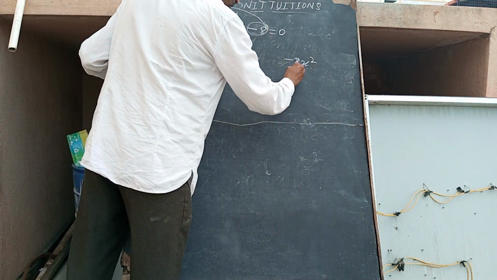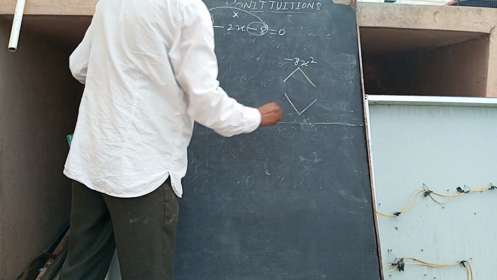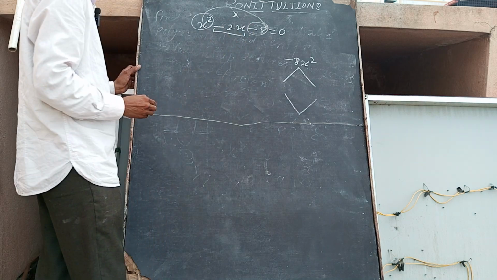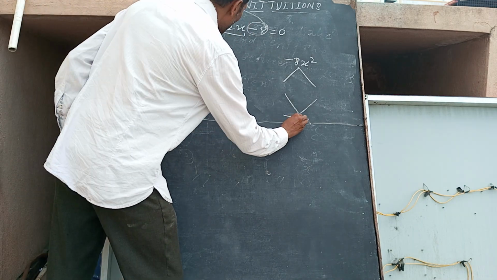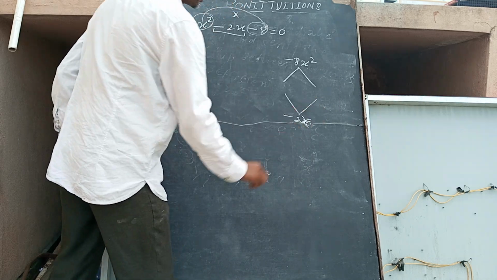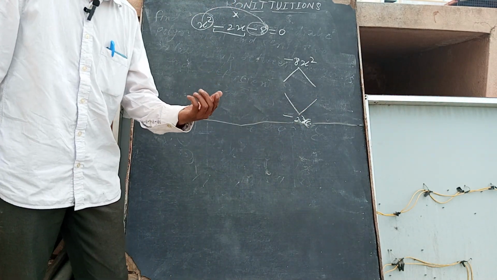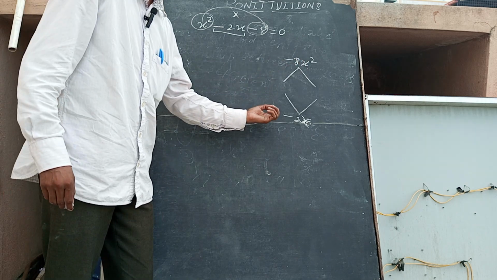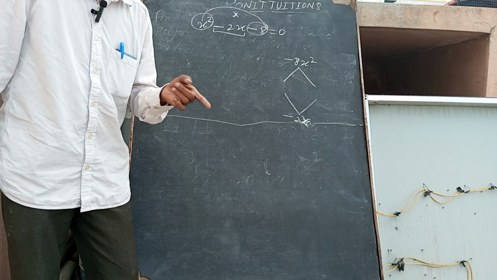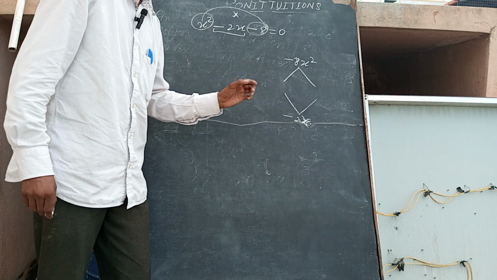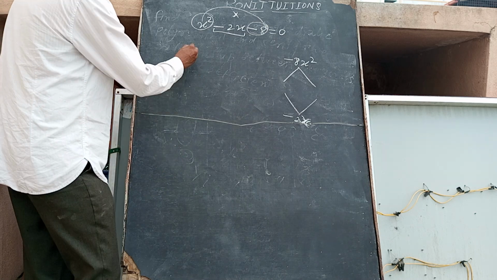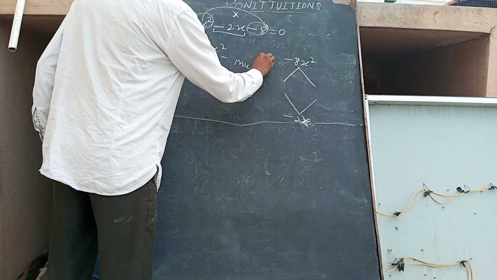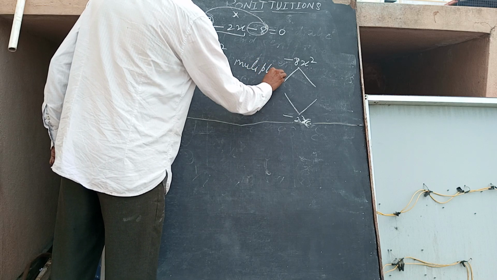Now we have to find two numbers, and the middle term is the value of b. This is the middle term, means b value in that. So the b value is minus 2x. Now we have to find two numbers such that if we multiply, we get minus 8x square, and if we add or subtract, it comes to 2x. Means for minus 8x square to come, multiplication has to be done.